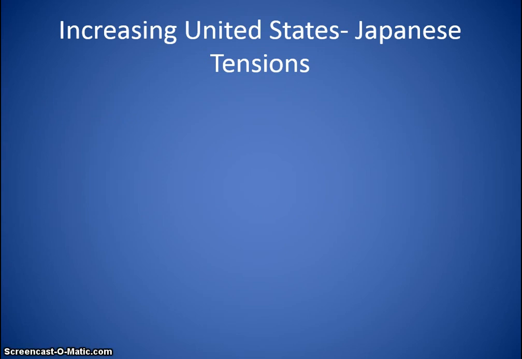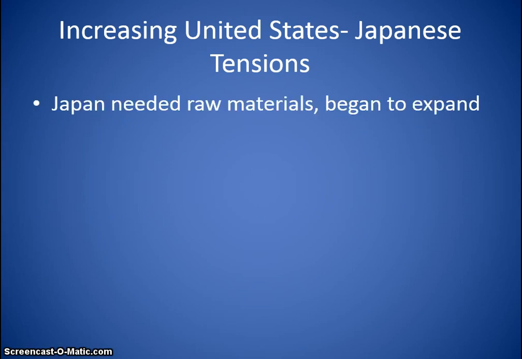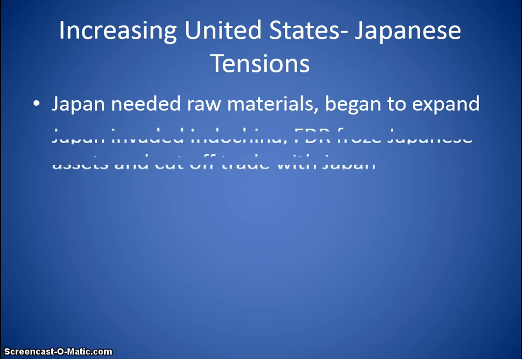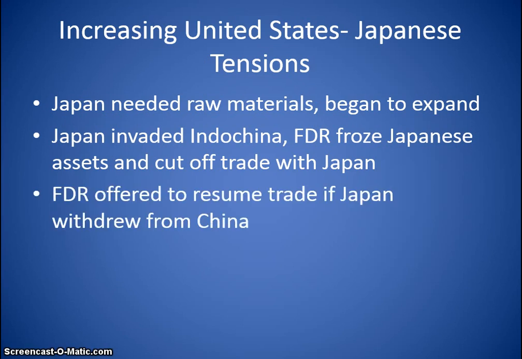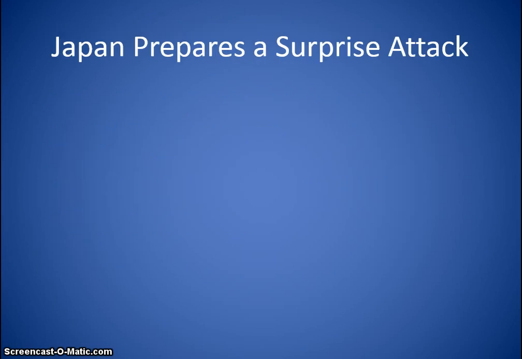Increasing tensions between the United States and Japan. Japan needed raw materials, and they began to expand. All right, we know that. We know that it's an island, and we know that they need raw materials from other countries. So of course they're going to begin their territorial expansion. Japan invaded Indochina. FDR froze Japanese assets and cut off trade with Japan. And of course, this is going to upset them because they do need our business. FDR offered to resume trade if Japan withdrew from China, and of course, they're not going to do that.